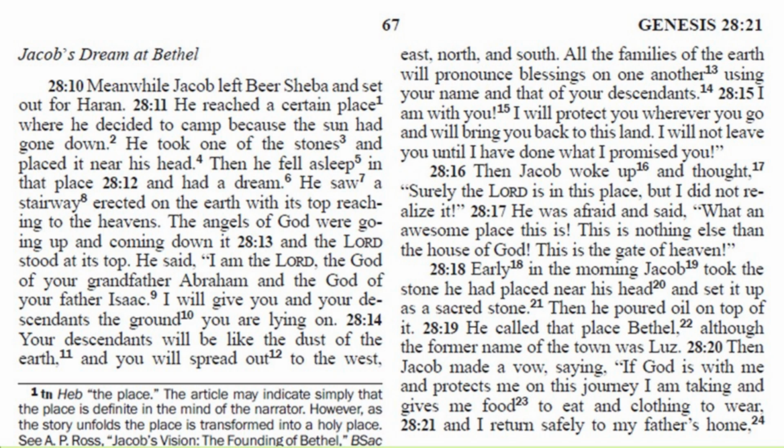As mentioned in chapter number 28, verse number 10 to 13, after fleeing from his house, Jacob reached a place where he took a stone as a pillow and slept there as the sun had gone down. There he dreamt that a stairway was erected on the earth whose top was reaching to the heavens, and the angels were going up and coming down on it, and God was standing at the top.